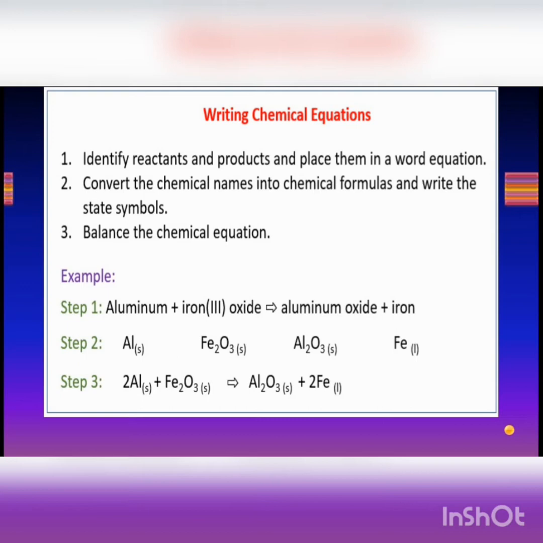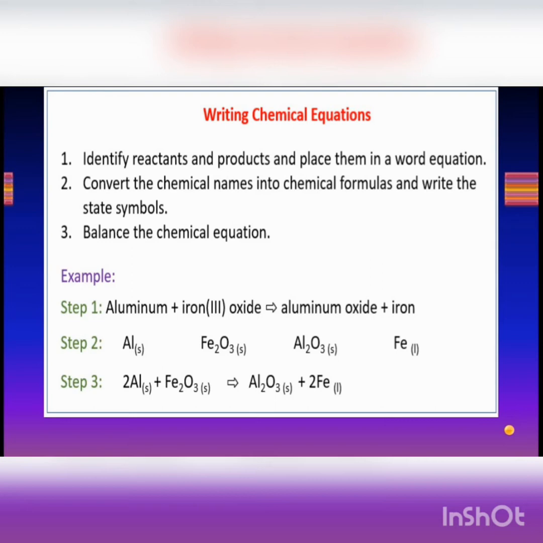These are the reactants, so they are written first before the arrow sign. Aluminium plus iron 3 oxide gives aluminium oxide plus iron. Please note that this is a chemical reaction which is highly exothermic, and so the iron generated as a product here will be in liquid state, because this takes place at very high temperatures. It's a highly exothermic reaction.